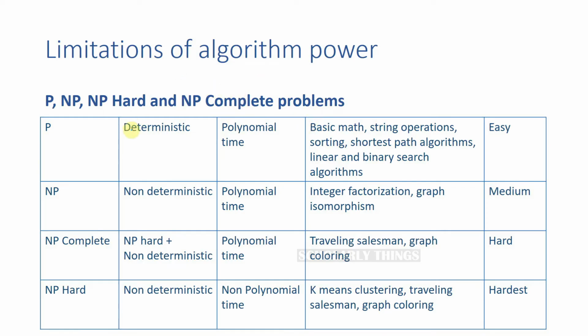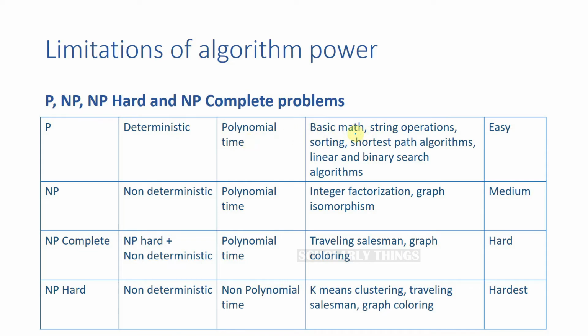For deterministic algorithms, we know the exact working of the algorithm. For non-deterministic algorithms, we are not aware of one or more steps of the algorithm. We cannot determine it. Firstly, we have P. P is the simplest class of problems. P stands for polynomial time. These are deterministic algorithms that can be solved in polynomial time.